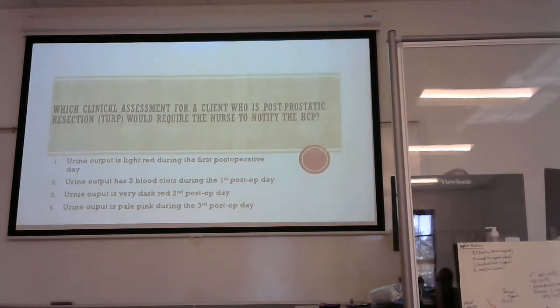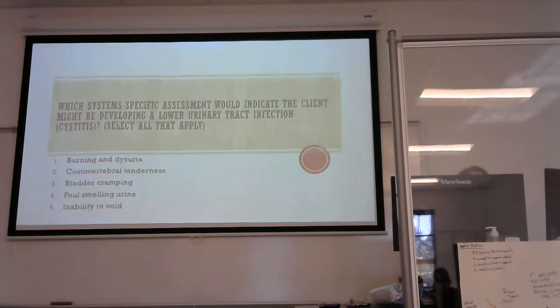When y'all are looking at these questions, kind of think about, the rest of these are stuff we talked about last week. Maybe what is the assessment data I'm supposed to know? What kind of complications are involved with this? What do I expect my outcomes to be? And then, you know, that's nursing process. So think about that. Which system-specific assessment would indicate the client might be developing a lower urinary tract infection? Cystitis. This is an all that apply.